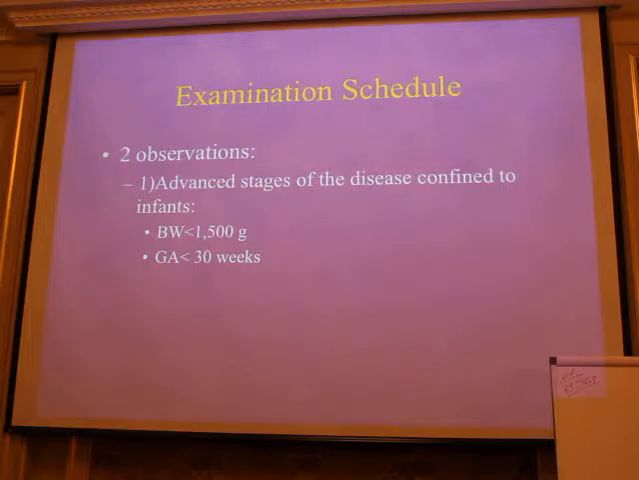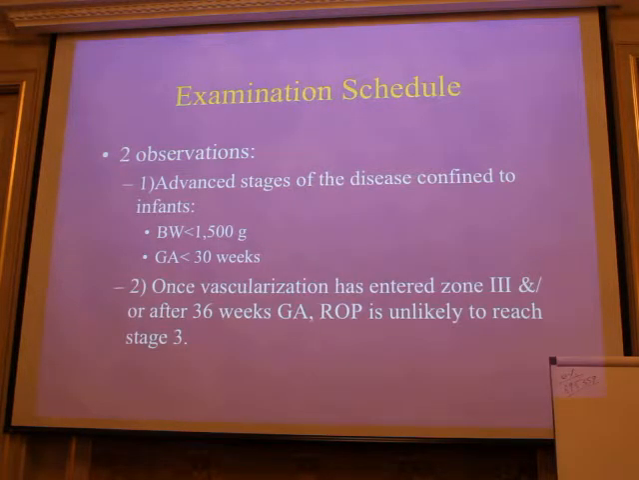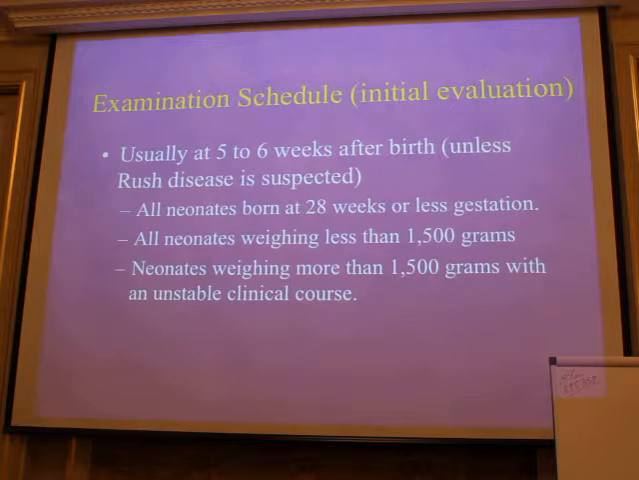The other two observations that I'm sure you're familiar with: advanced stages of disease are confined to infants with birth weight less than a kilo and a half, whose gestational age is less than 30 weeks. Once vascularization has entered zone 3, or after 36 weeks gestational age, if you haven't reached zone 3, you're unlikely to reach it. Okay? So with this in mind, usually the initial examination should be at 5 to 6 weeks after birth.